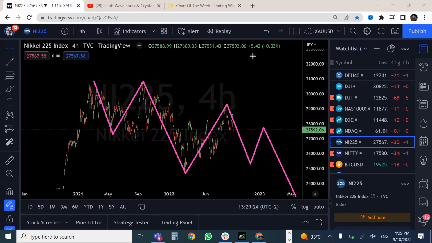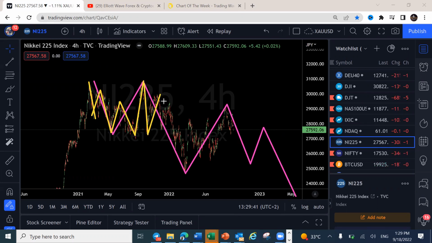Okay, so let's go through this with the lower degrees. So in the lower degree, you'll see that we have got 1, 2, 3 there. We've got 1, 2, 3 there. You can see that this is textbook stuff, nothing forced. You should not force any moves. If you find yourself forcing structures, then you know you're not doing it right.